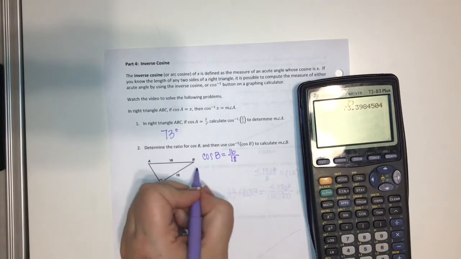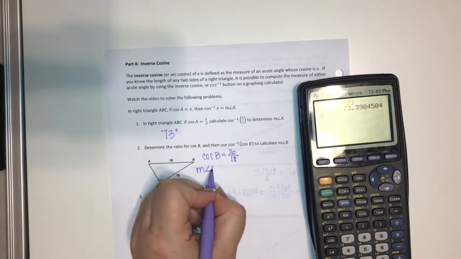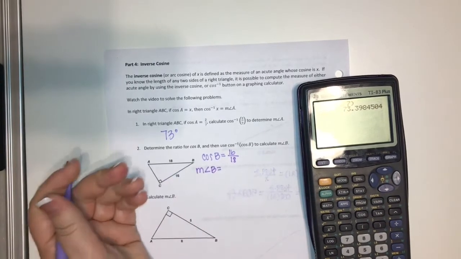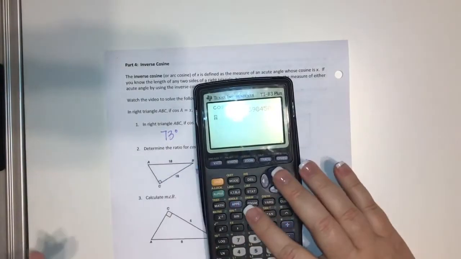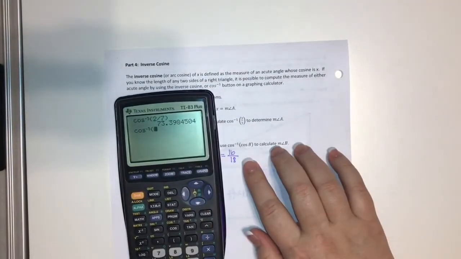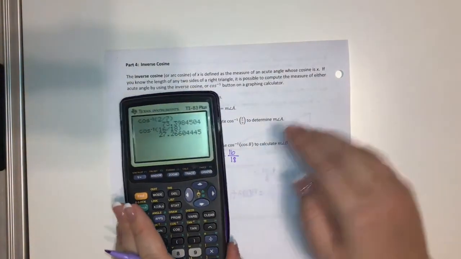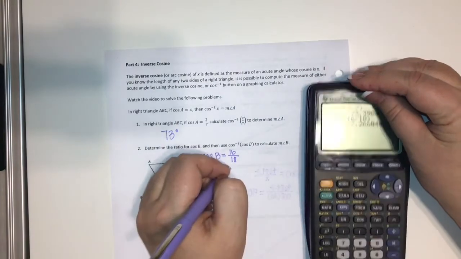Now I'm going to do the inverse cosine to find the measure of angle B. And so again, we're just going to do second cosine, and our fraction is 16 over 18. And that gives me an angle of 27 degrees.